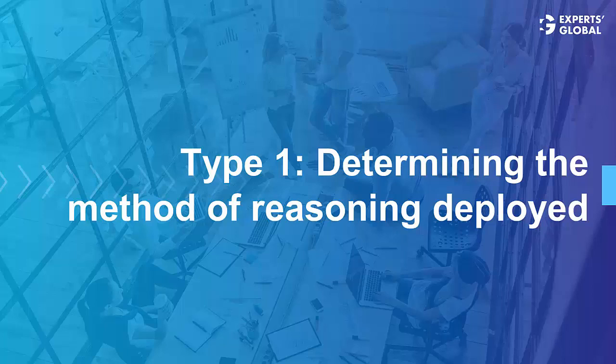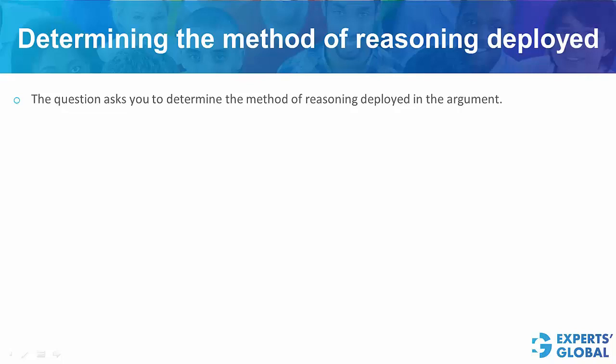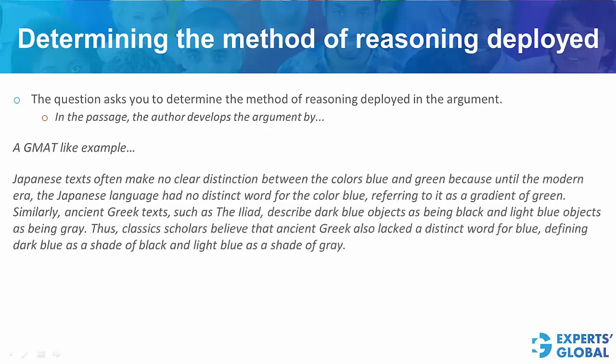Determining the method of reasoning deployed in the argument. The question asks you to determine the method of reasoning deployed in the argument. This is what the question typically looks like. Let's take a GMAT-like example now. Here is a reasoning and the question stem.